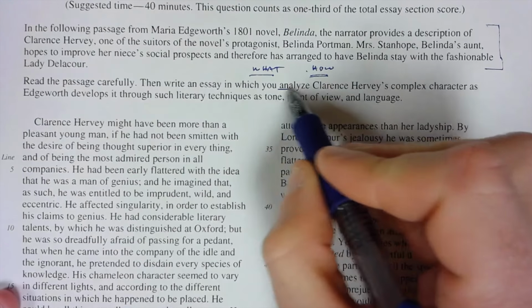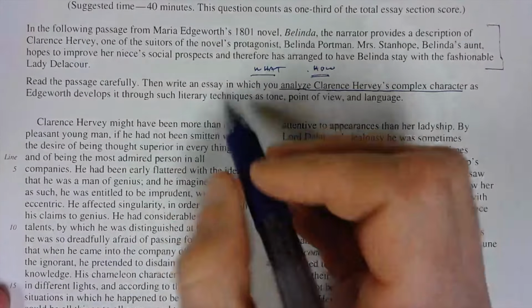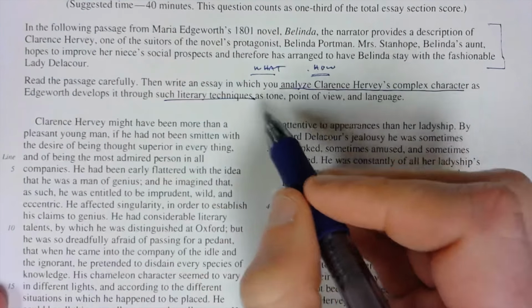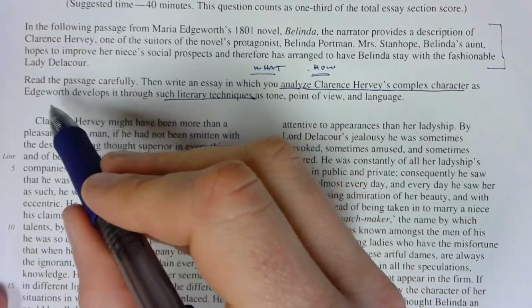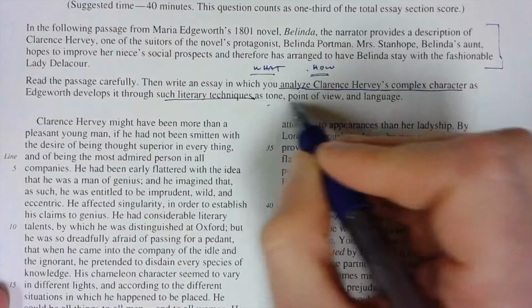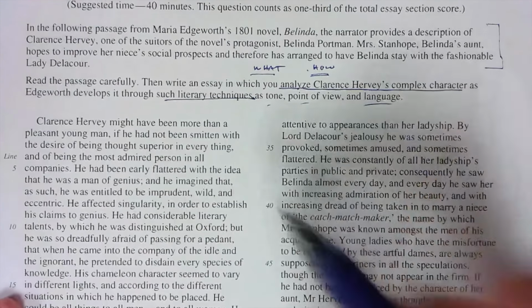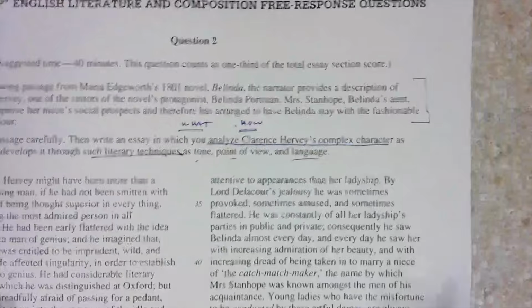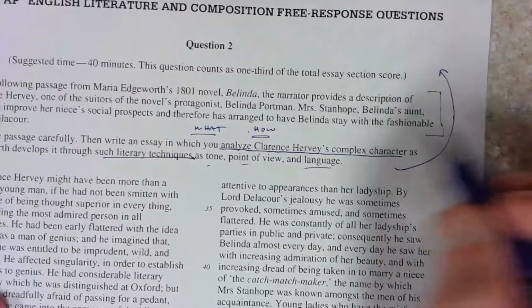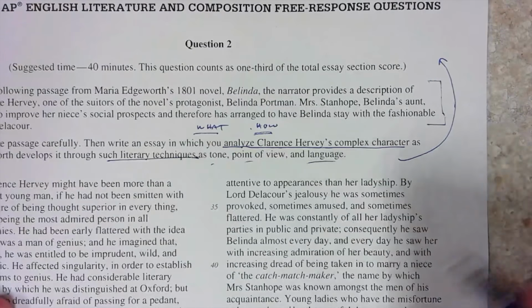The what here: analyze Clarence Hervey's complex character, right? And then we are asked how, like what literary techniques does the author use to do that? How does Maria Edgeworth, our author, help develop this complex character? Now they give us some options here. You're not bound to those, although you can certainly be looking for those as we complete the text. So one of the biggest things I try to do is rewrite this as a question, because I think it's easier to write an answer to that as your thesis statement.